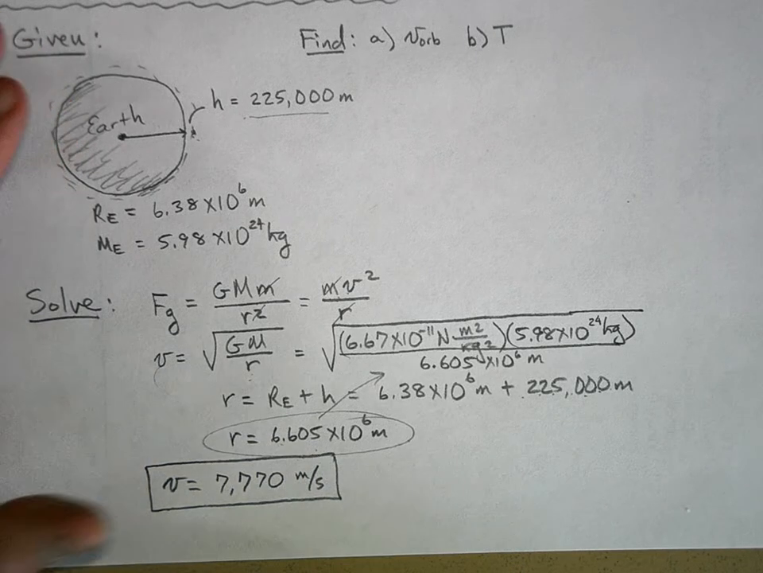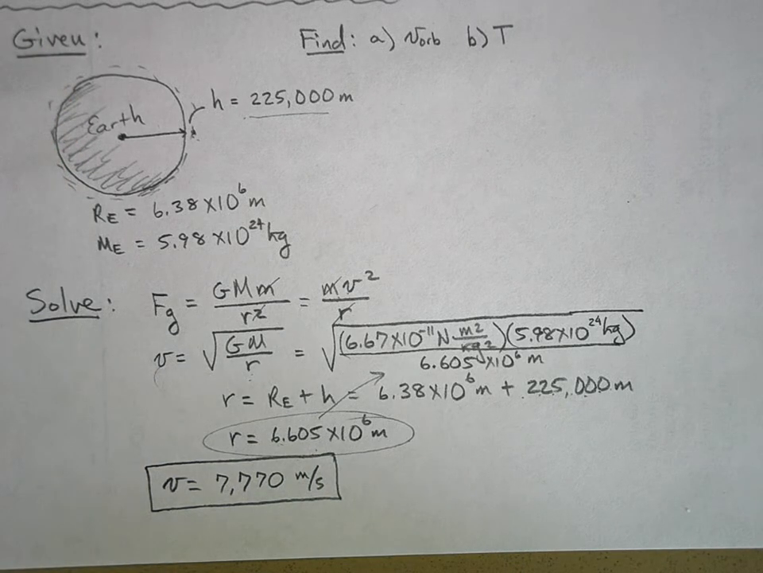How fast is 7,770 meters per second? It's fast. This is about 5 miles per second. If you do the unit conversion, this is about 5 miles per second. If you want it in miles per hour, it's about 17,500 miles per hour. It's bloody fast. So how many times do you think a satellite goes around the Earth in like a year? How many times in a year?